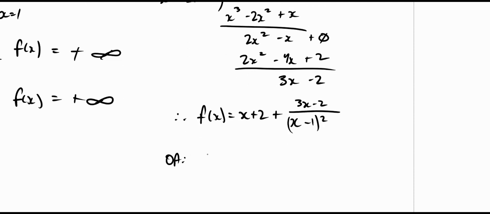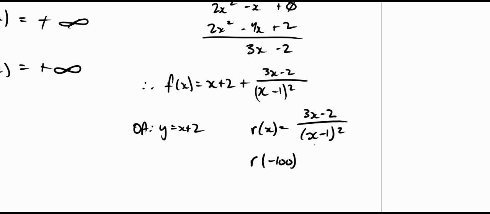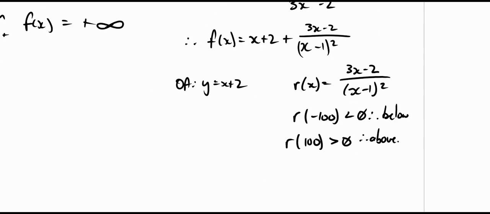Okay, so we got our oblique asymptote and our remainder portion. Again, do our test. Negative 100, the bottom is going to be positive, and the top is going to be negative, so this is less than 0. And this is going to be greater than 0. Good.